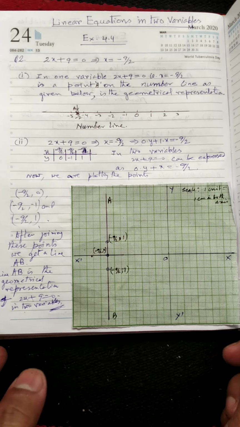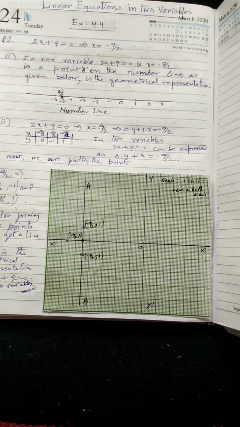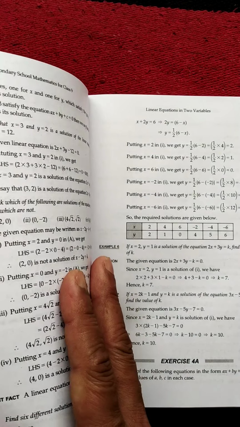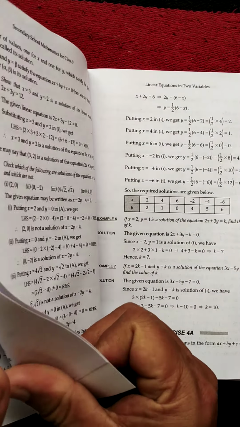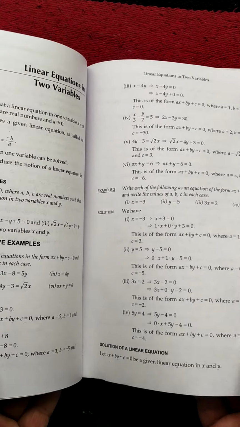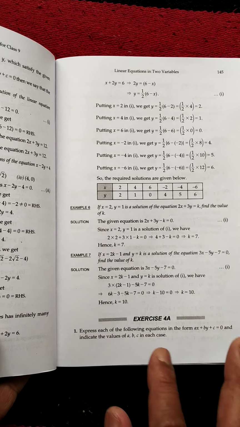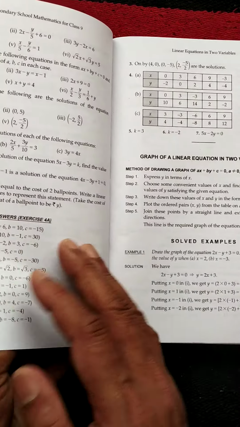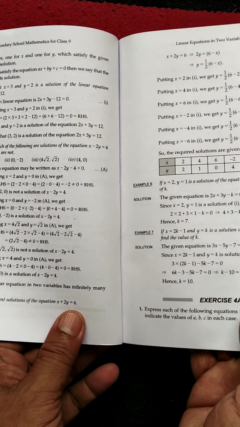Now we have completed the NCERT book for linear equations in two variables. Now I am giving some homework from R.S. Agarwal. You have to solve R.S. Agarwal questions also. See here, R.S. Agarwal, this is chapter 4, linear equations in two variables. We have completed linear equations in two variables from NCERT. Exercise 4A, you will solve 4A. Here 7 questions are there. This type of question you have already solved in NCERT.